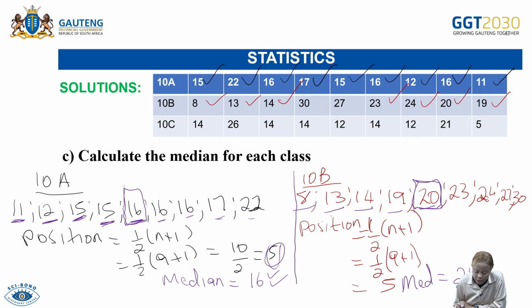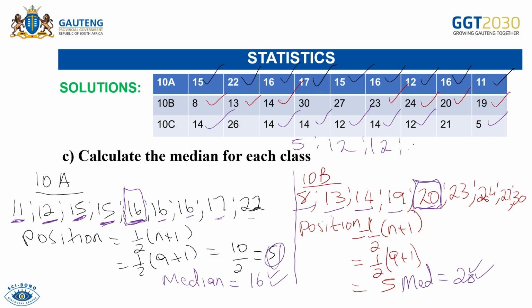Okay, and then let's quickly do the last one, which is 10C. If I arrange my data set in ascending order, I will start with 5. And then I don't have a 6, 7, 8, 9, 10, 11. Oh, I do have a 12. I have another 12. Do we have a 13? No, we have 14s. We've got 4 14s: 1, 2, 3, 4. Okay, and then we have 21, and then we have 26.